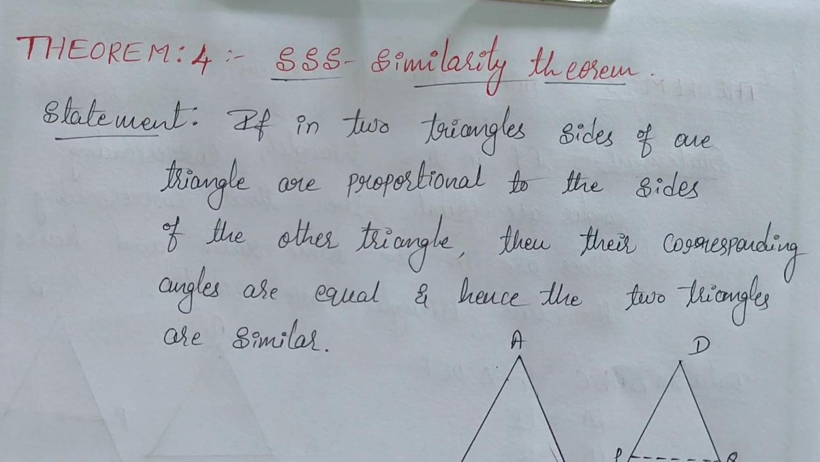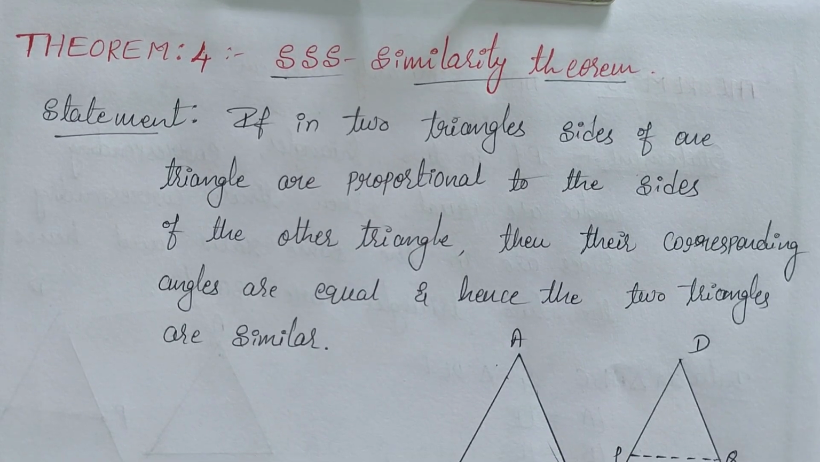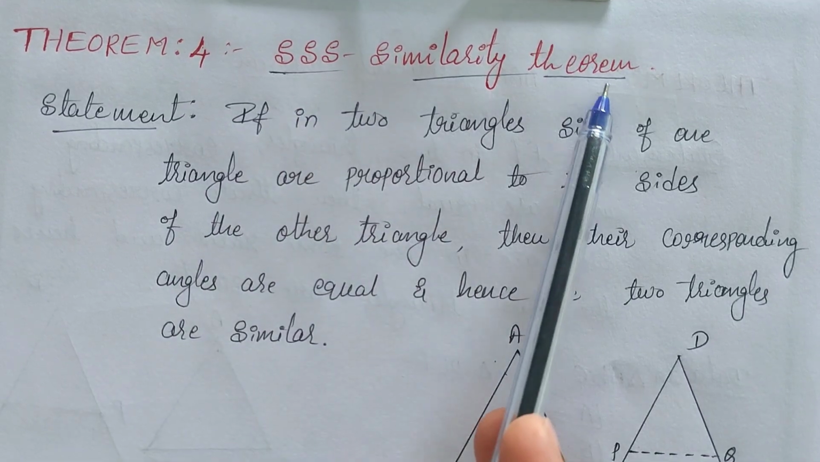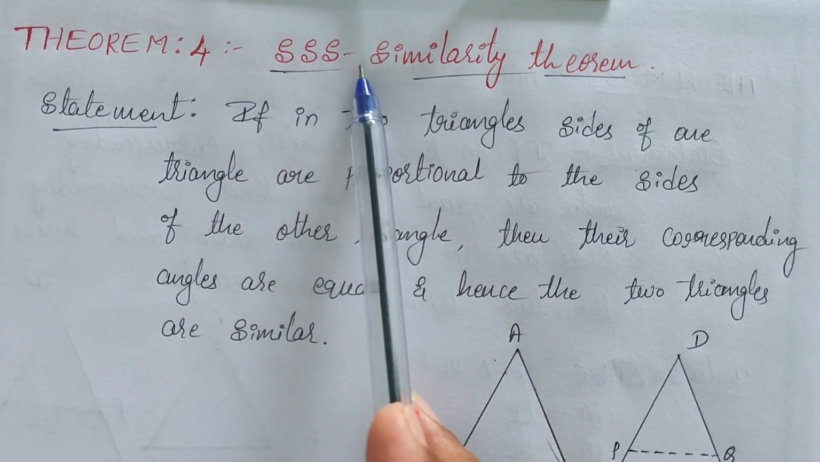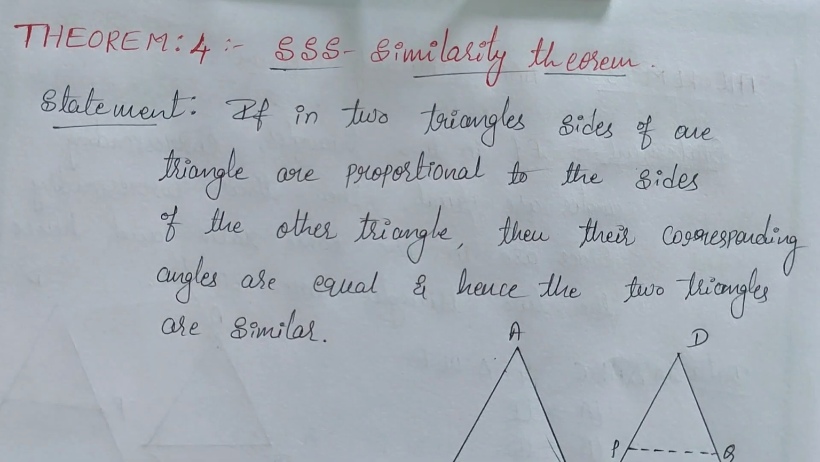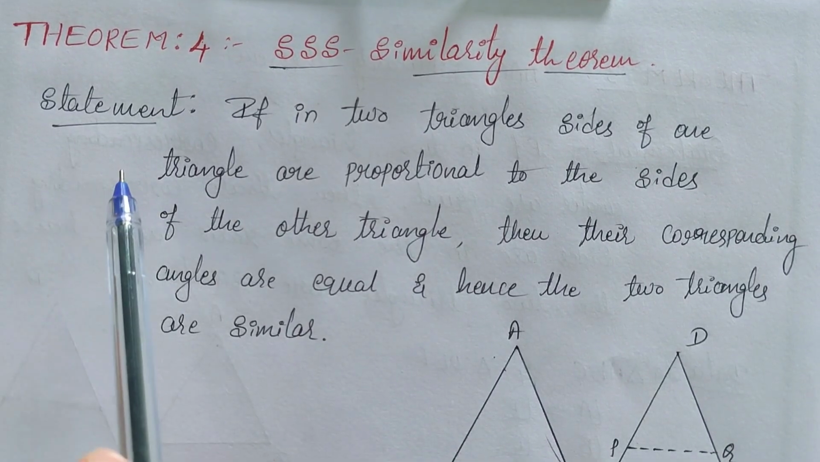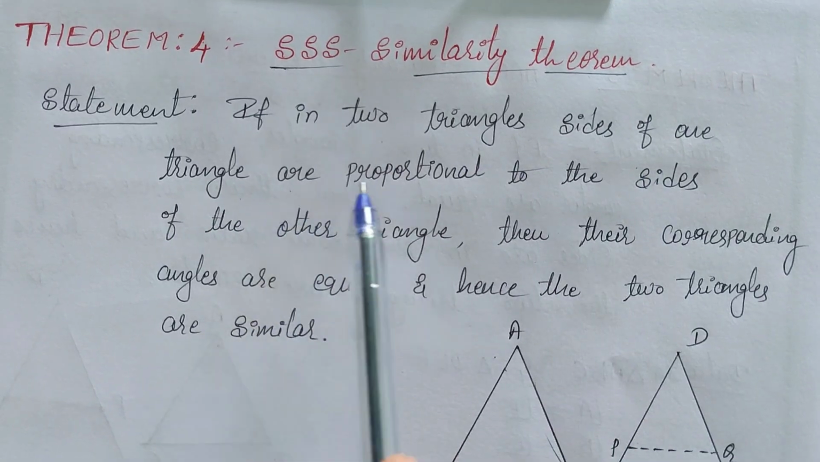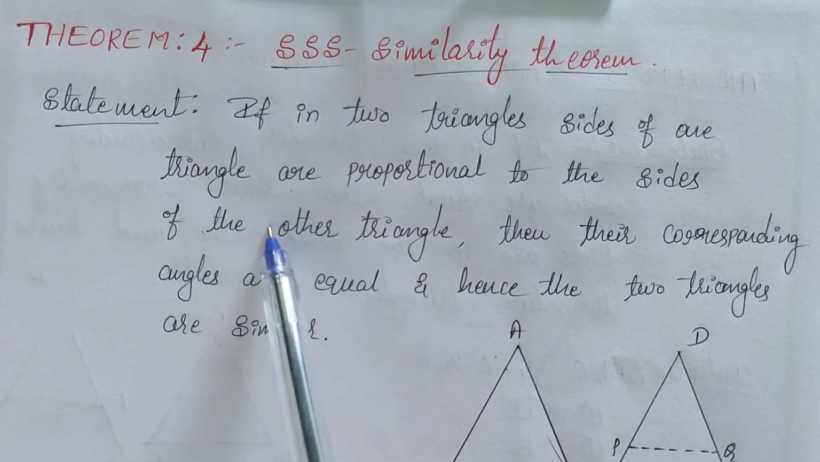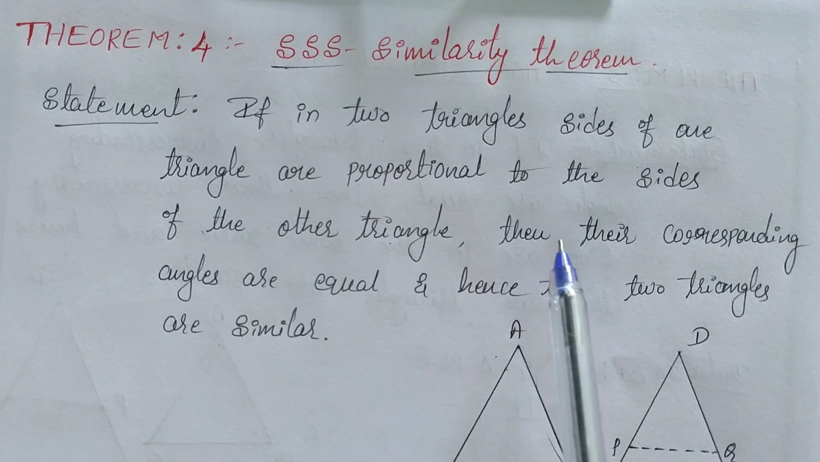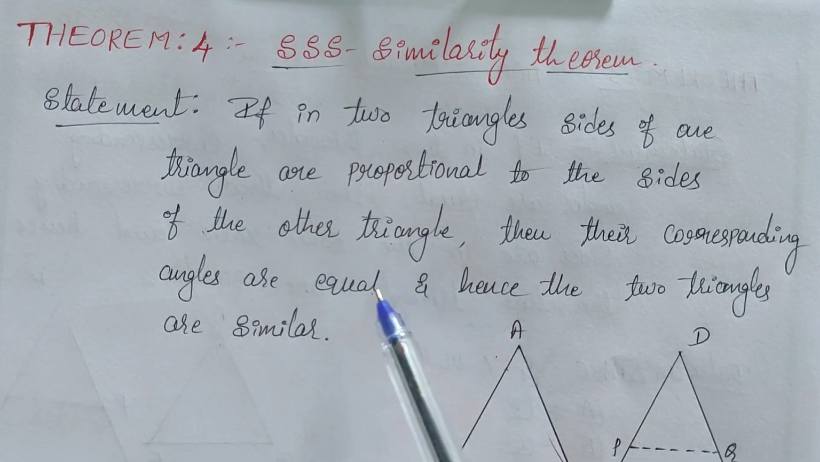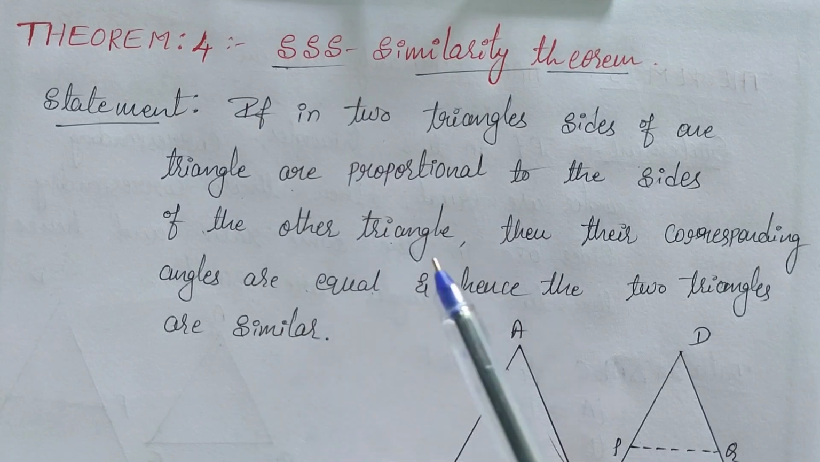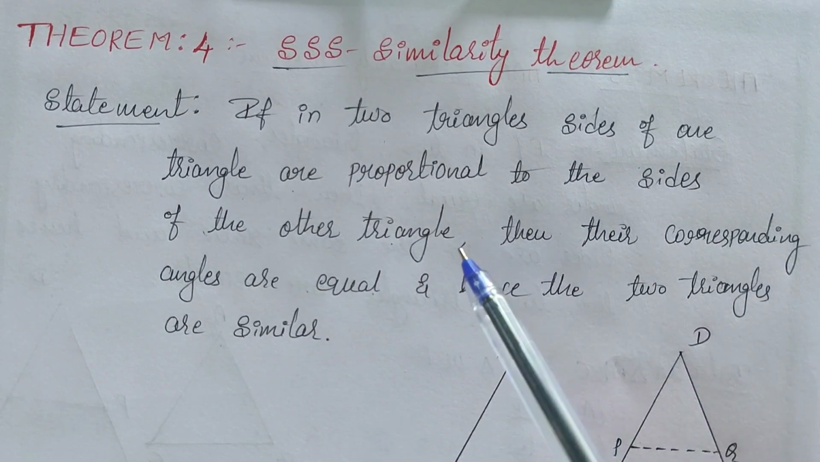Today in this session we are going to discuss Theorem 4, that is the SSS similarity theorem, the side similarity theorem. Let us see the statement of this theorem. If in two triangles the sides of one triangle are proportional to the sides of the other triangle, then their corresponding angles are equal and hence the two triangles are similar. So we need to learn this statement.